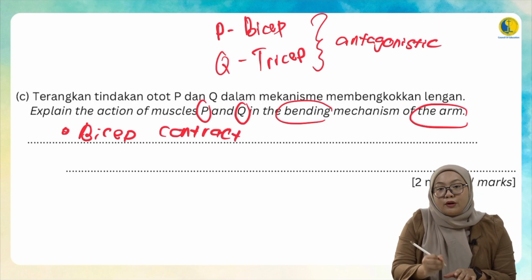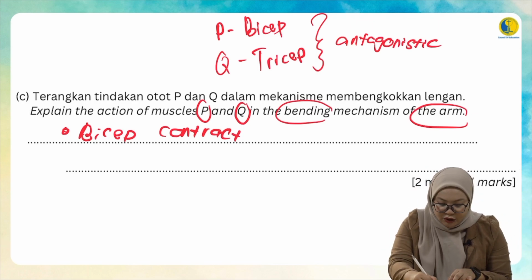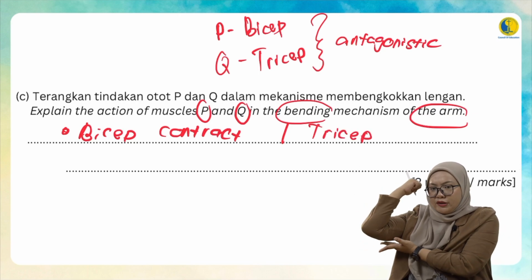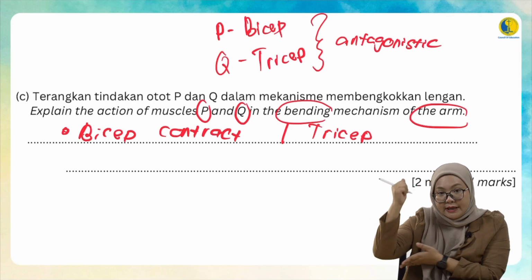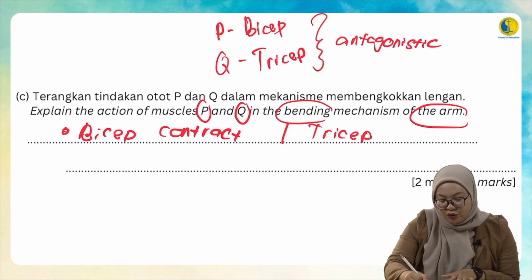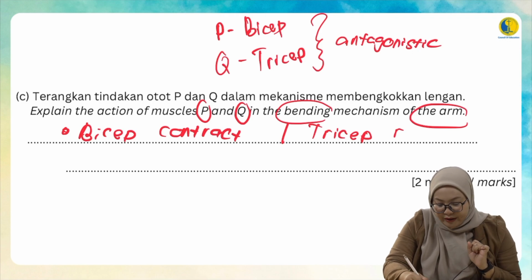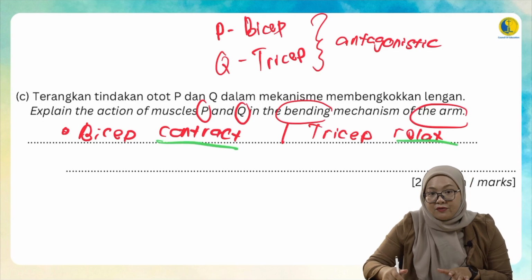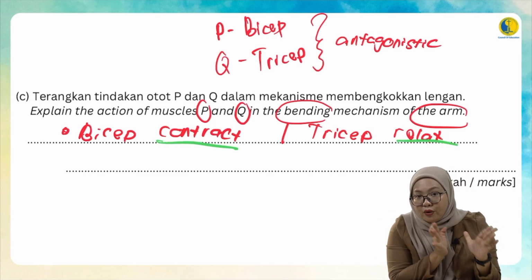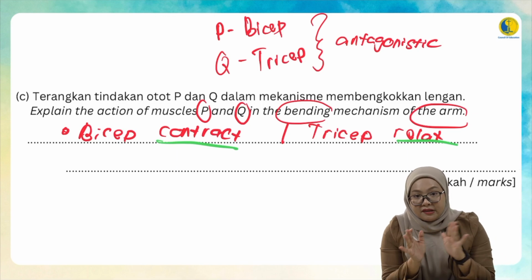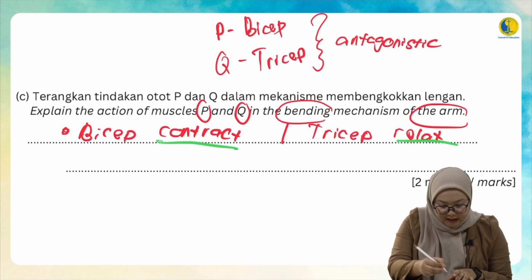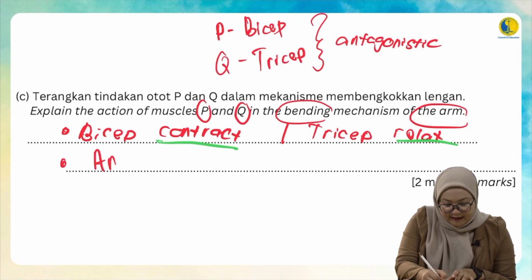Okay, so if one contracts, what happened to your tricep? Can you also write tricep also contracts? No, it's not hard. We can feel it a little bit softer at the lower part. So you can write tricep is relaxed. Remember, if one is contracted, the other one has to relax. If one is relaxed, the other one has to contract. Both of the muscles cannot contract, and both cannot relax. So this type of movement is so-called an antagonistic movement.